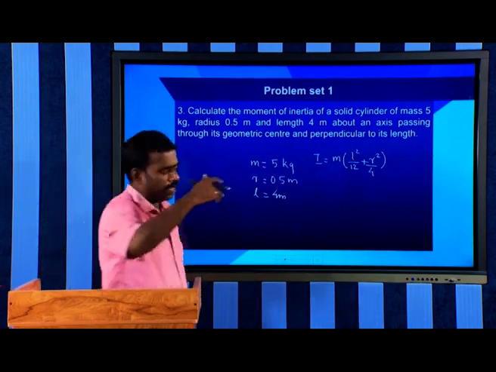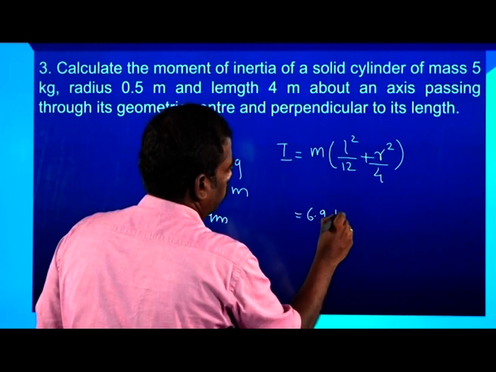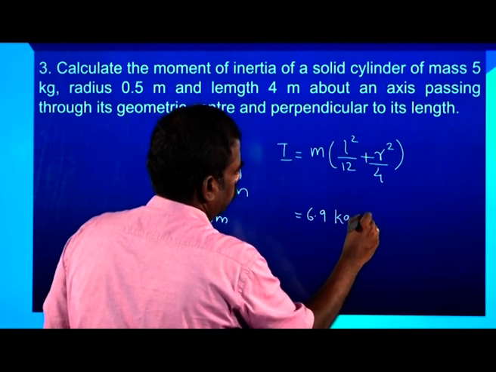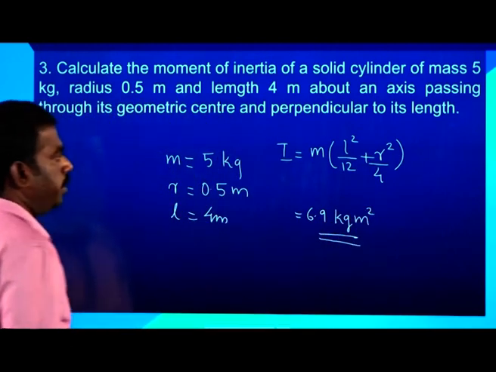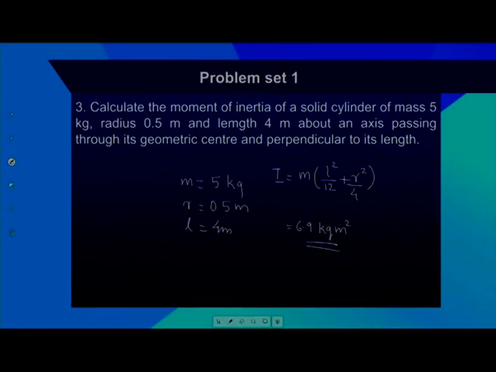So, the answer will be 6.9 kilogram meter square. 6.9 kilogram meter square. Okay. This is a direct question. So, do it yourself. We can go to the next problem.